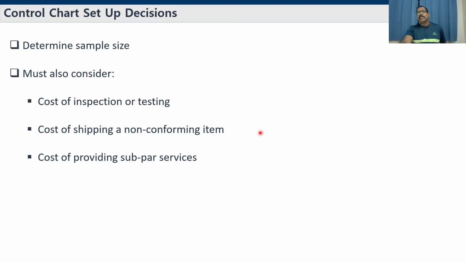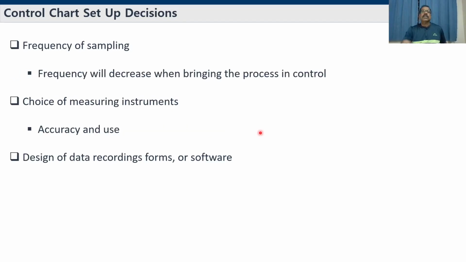Before we make any decision on a control chart, we have to do this. Then the frequency of sampling. Frequency will decrease when bringing the process in control. So how many samples do you take? For example, if it is running 24 by 7, how frequently will you be taking samples from the production process? It depends on how we are controlling the process. If we do proper control, the frequency of taking samples can be reduced. We can take one or two every day instead of one every hour.